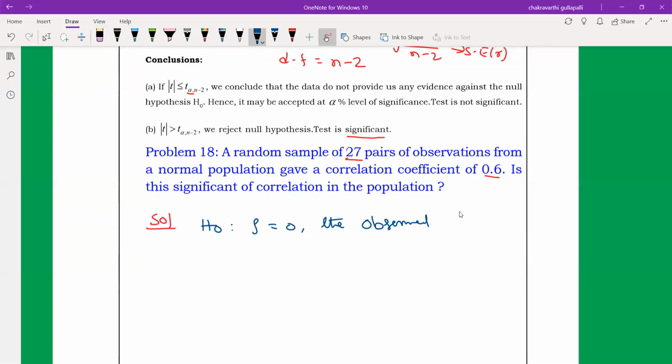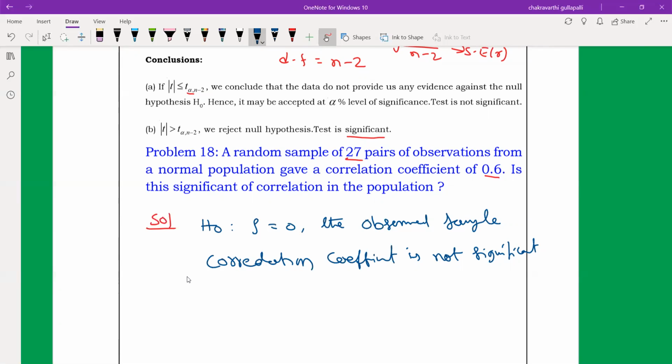The observed sample correlation coefficient, we have to test whether the correlation is significant or not. For this, first of all, we set up the null hypothesis, rho equal to 0. The observed sample correlation coefficient is not significant.